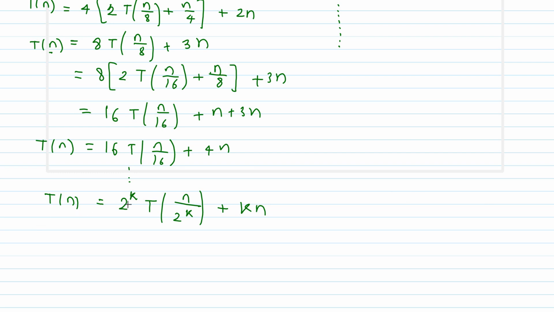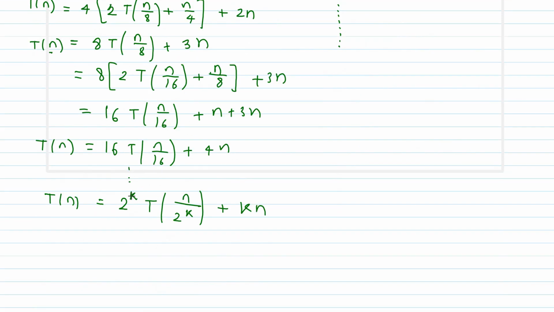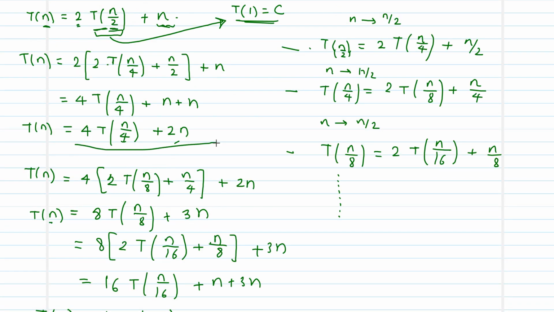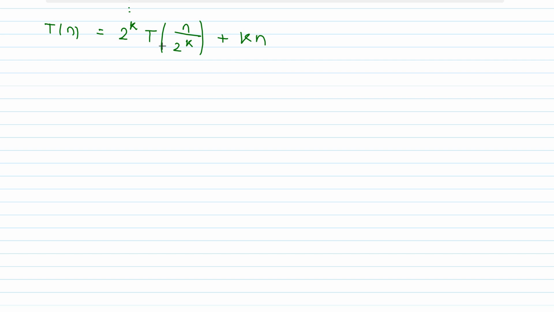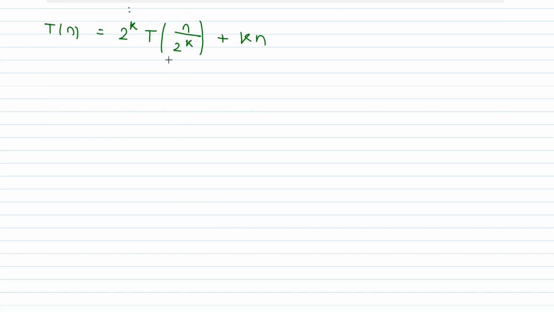Now put k equal to 1, what will we get? 2 times t of n by 2 plus n. That is our initial recurrence relation. If I put k equal to 2, 4 times t of n by 4 plus 2n, that we also obtained here. Then if I put k equal to 3, it is 8 times t of n by 8 plus 3n, that we also got here. Now put k equal to 4, that is 16 t of n by 16 plus 4n. So this is right. Now what is our aim?